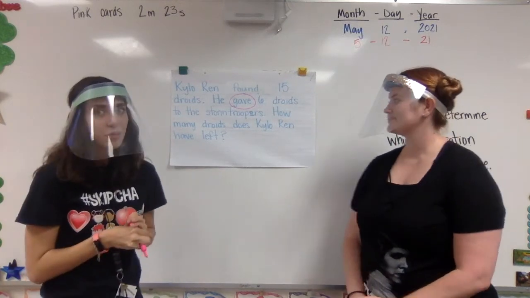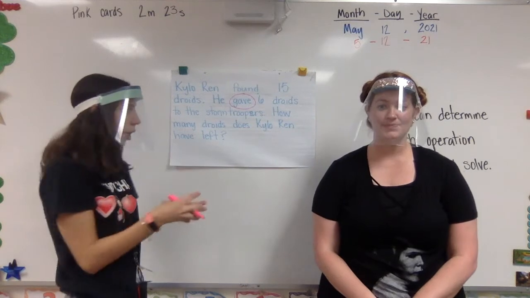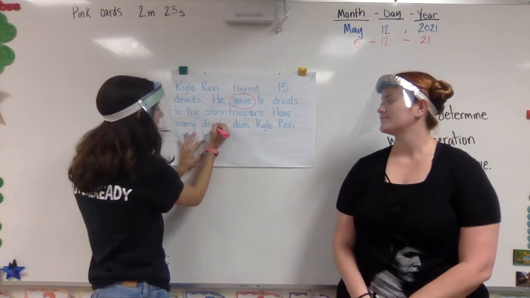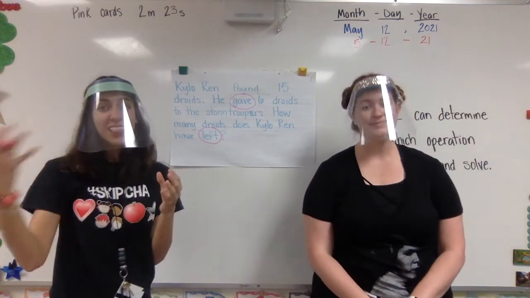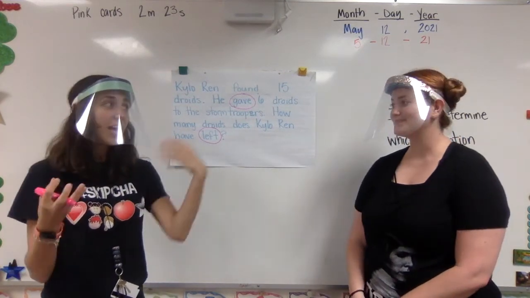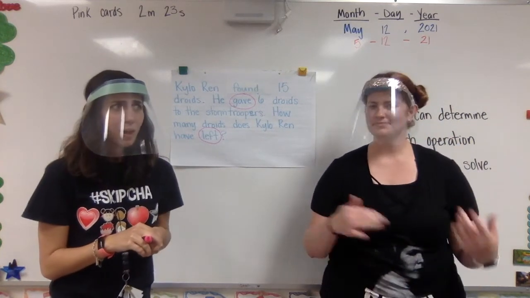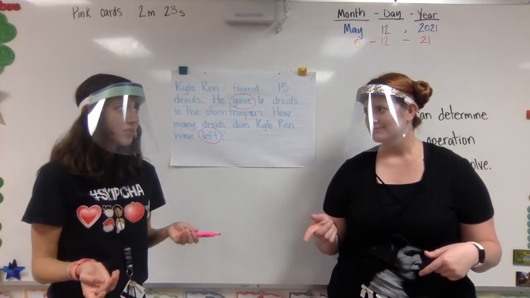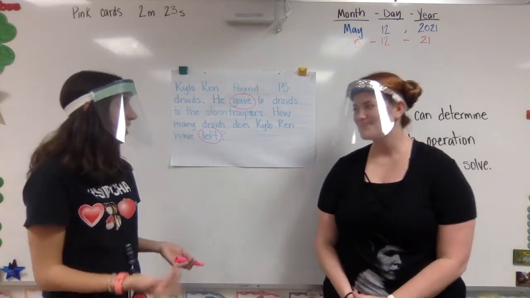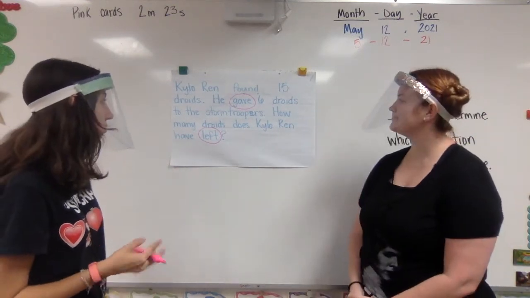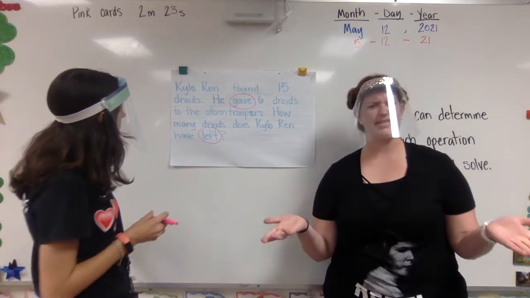Another keyword that I noticed that lets me know that my end number is going to be smaller is how many does he have left? Left tells me that there's going to be less in the end than in the beginning. Well, if we're trying to make smaller numbers, we usually use subtraction. So I think that I'm going to have to use subtraction in order to figure out this word problem. Okay, well, how would you set a number sentence up then?